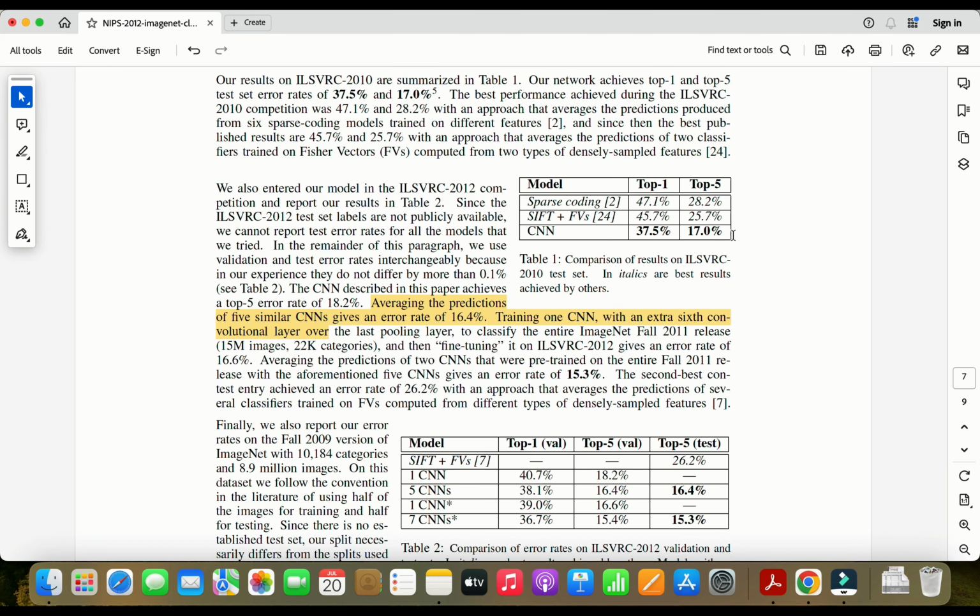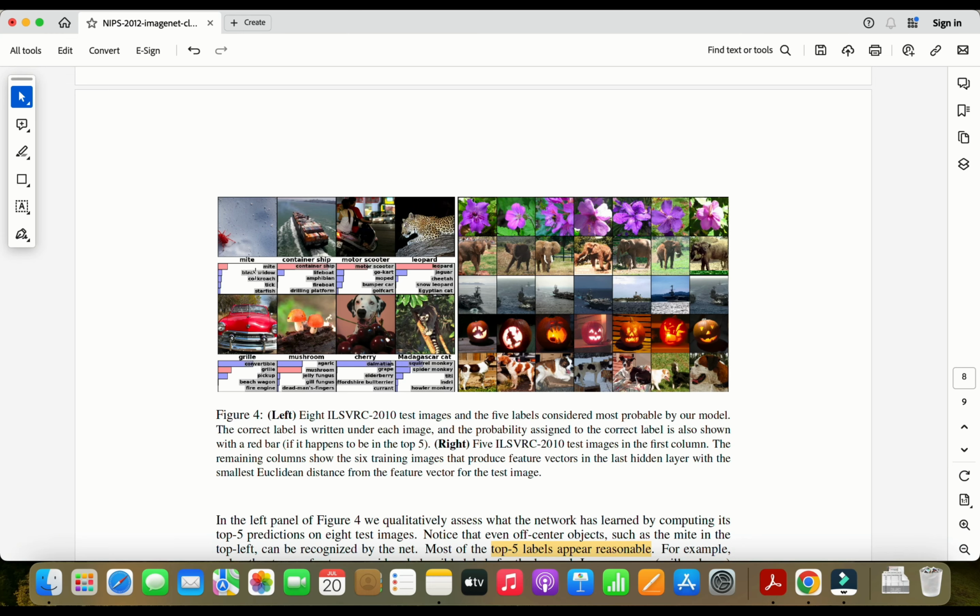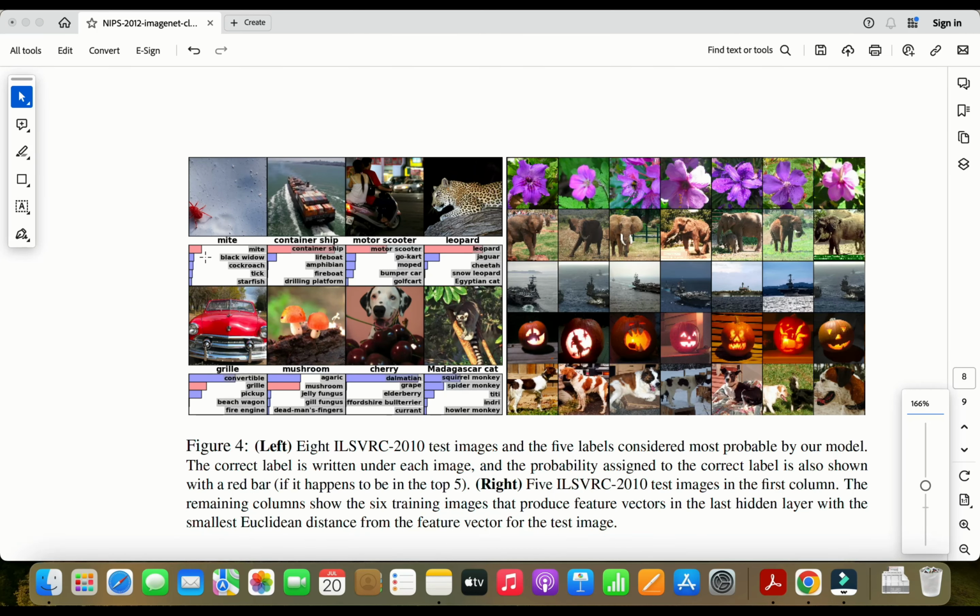They have also shown a qualitative analysis of their model. If you see the various pictures, they have shown the top 5 labels for various pictures, and they show that these are all reasonable. There is nothing very drastic or unreasonable in the labels. In the right-hand image, the first column shows the test images, and the other columns show the training images which are very close to the test images.